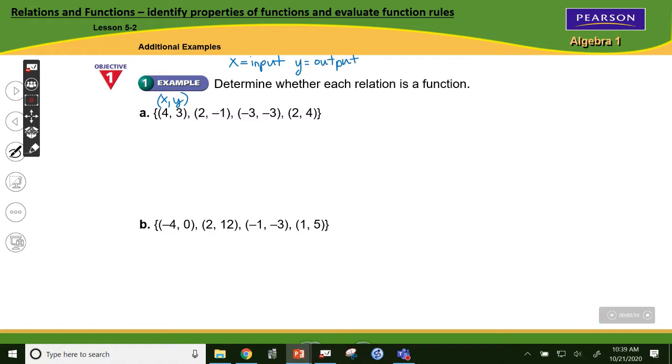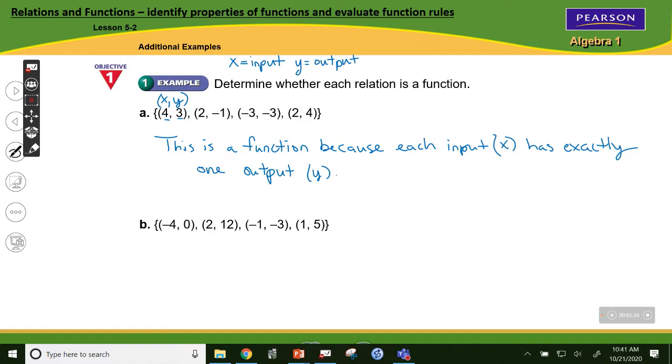A function is basically an equation that receives an input and produces a specific and unique output. So 4 gives you 3, 2 gives you -1, -3 gives you -3, and 2 gives you 4. I don't care what the equation is. All I care is that each one of these x's gives me exactly and only one of these y's. So based on what I just said, this is a function because every input has exactly one output. So I'm going to write that.